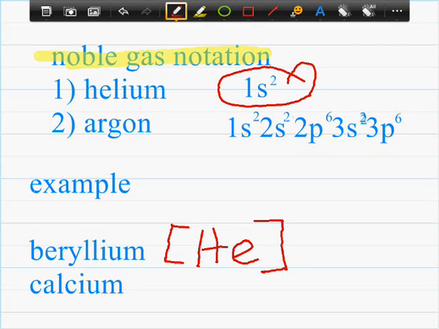So beryllium has an atomic number of 4, and helium's atomic number is 2. So you just need to add on 2 more electrons. The next orbital that comes after helium's, which is 1s2, is 2s. There are already 2 electrons in helium's notation, which is 1s2. So all you need to add after the helium is 2s2.